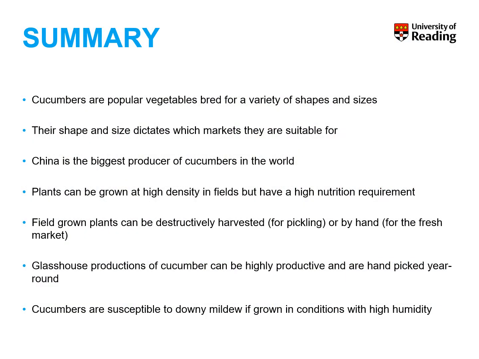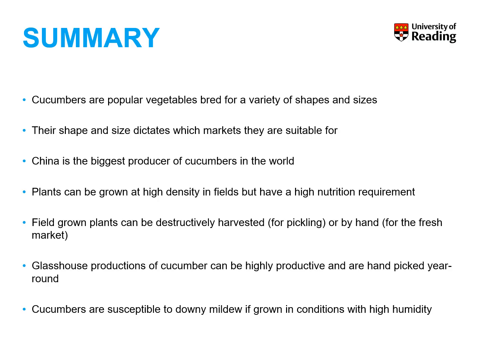So in summary, cucumbers are popular vegetables bred for a variety of shapes and sizes. Their shape and size dictates which markets they are suitable for. China is the biggest producer of cucumbers in the world, but smaller nations such as the UK and the Netherlands, where glasshouse productions are more common, have a much higher yield per hectare.